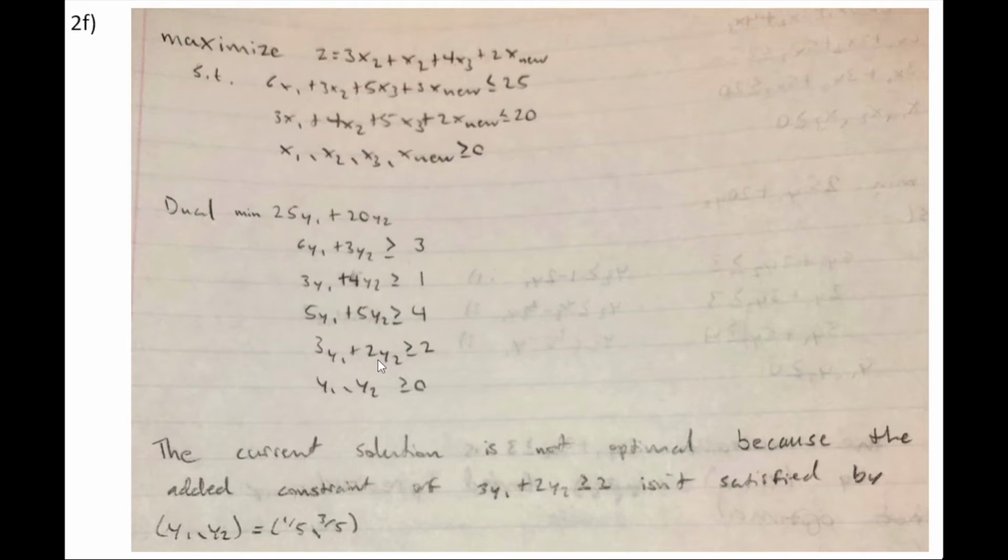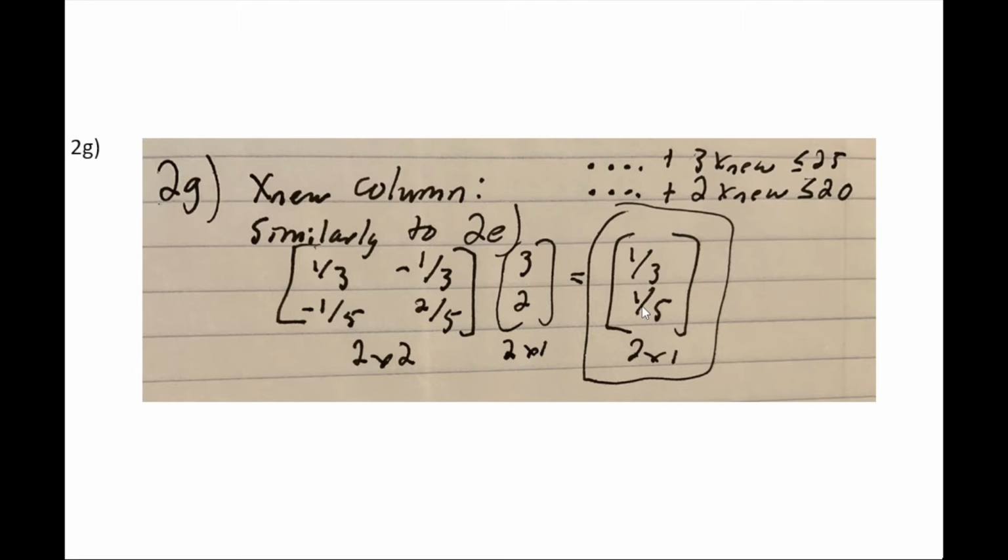So again, the left side comes out to not be greater than or equal to 2, which violates this constraint, which means that the original solution is not optimal for this new adjusted problem. And finally, for part 2G, we're almost there. We want to use the fundamental insight again to find the coefficients of x nu in the final set of equations.